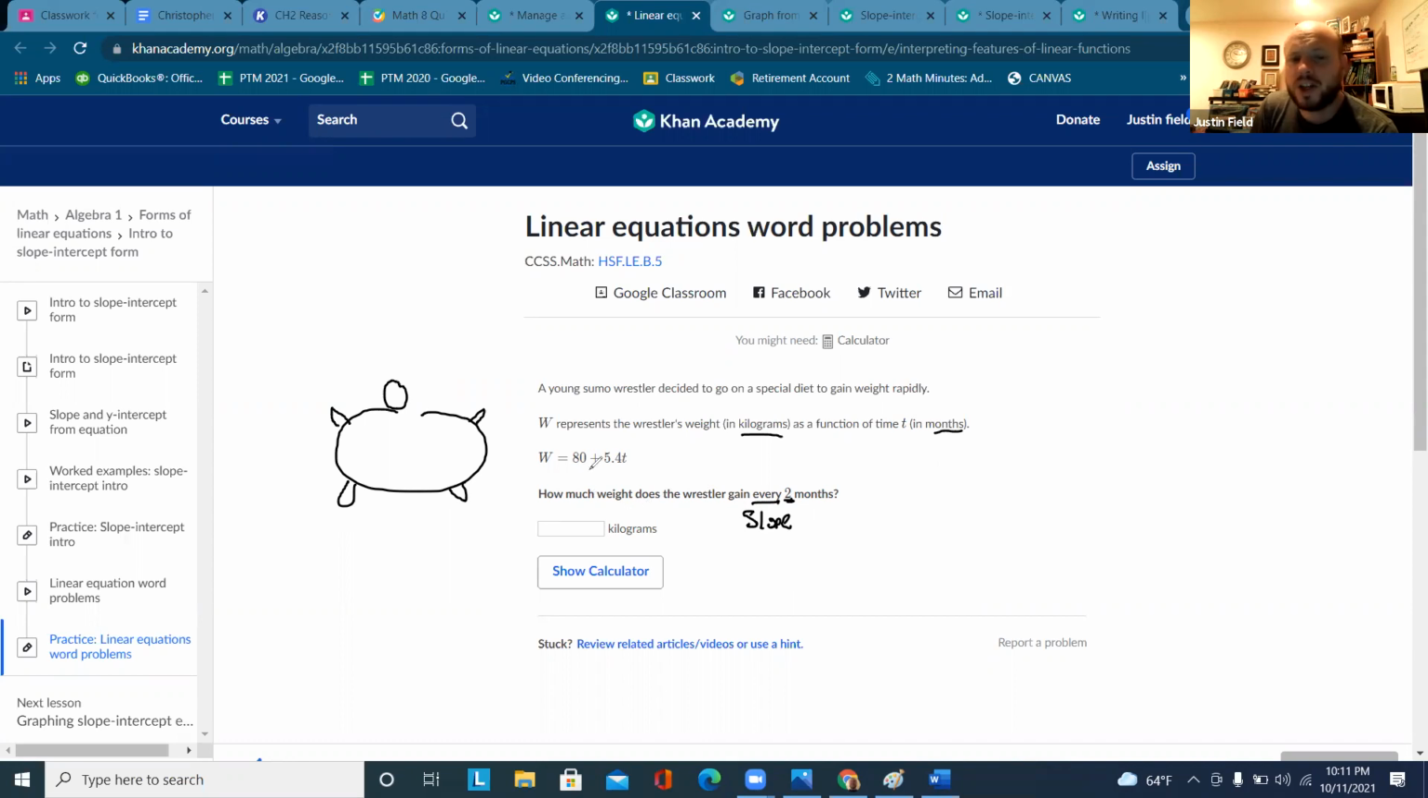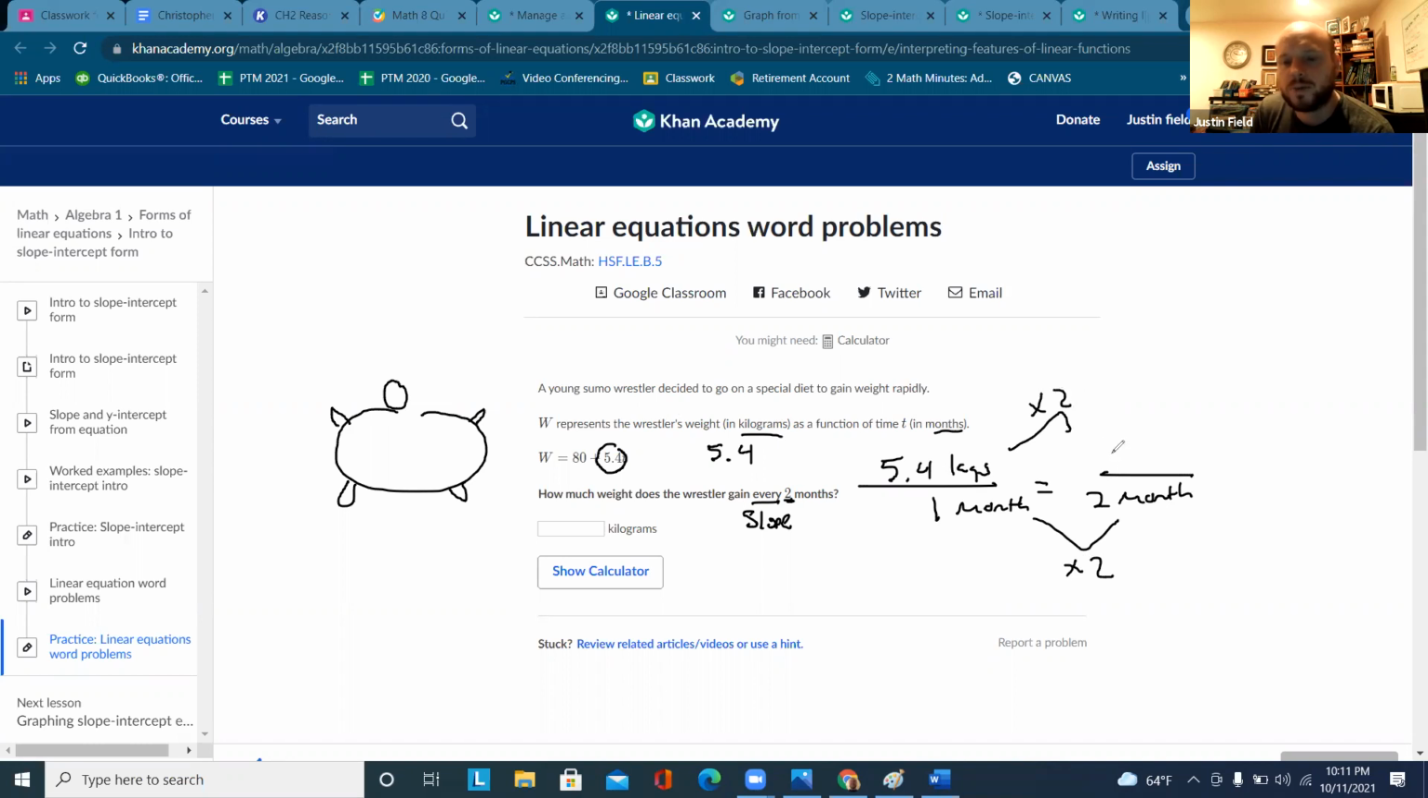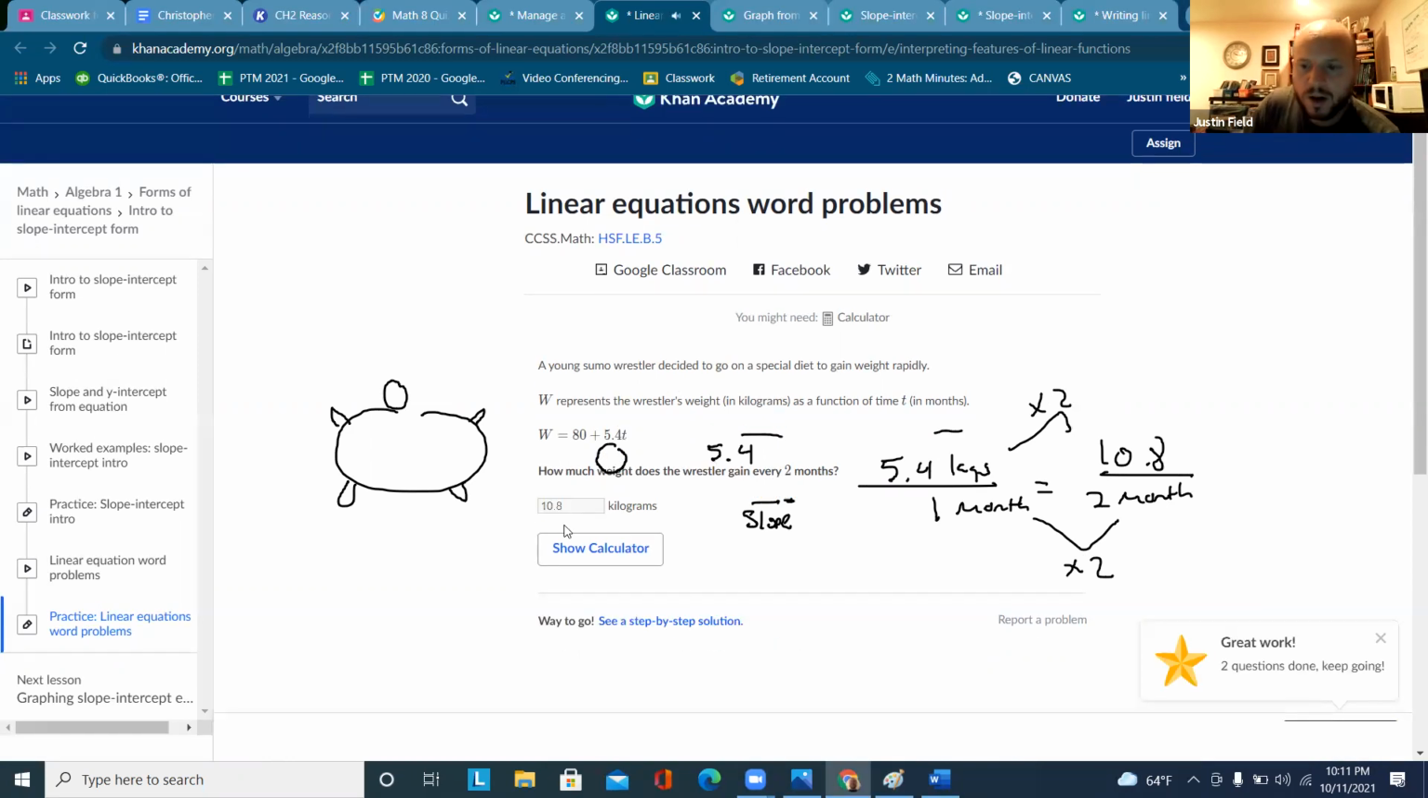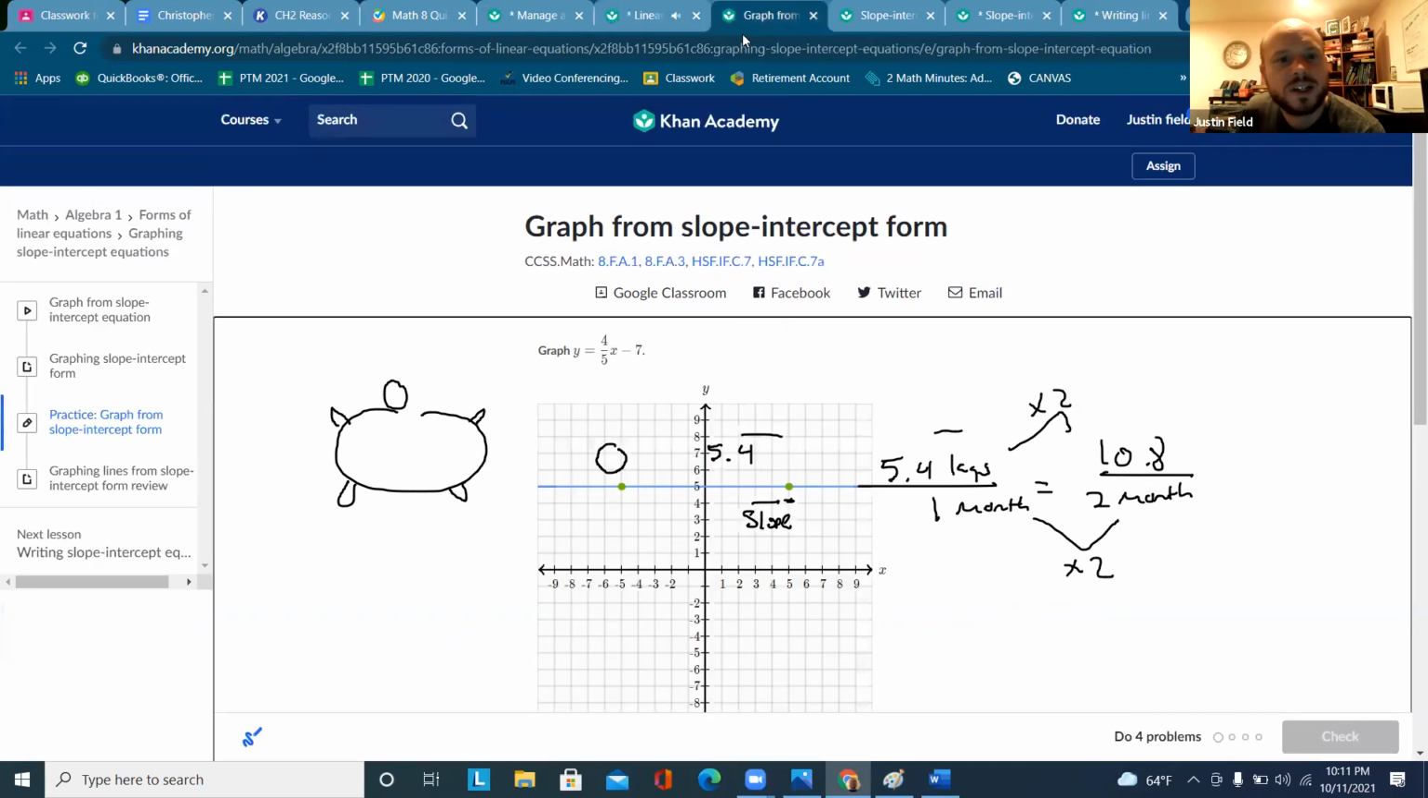So what is the slope? Hopefully from the first problem, you can say, oh, the slope is 5.4. So that is 5.4 kgs every 1 month. So every 2 months, how many kgs? So to get from 1 to 2 months, you need to multiply by 2. So that means on top, we also multiply by 2. 10.8. Let's see if I get it on the first try. Okay, all right, there we go.